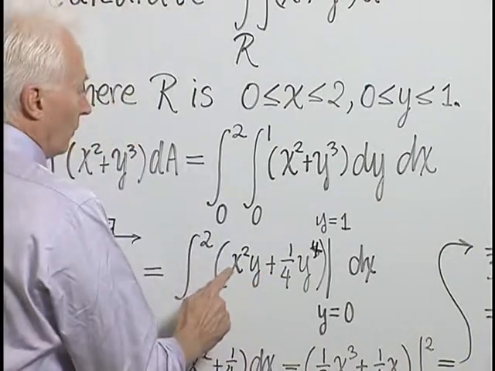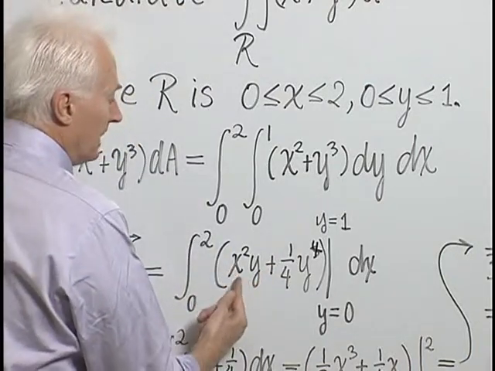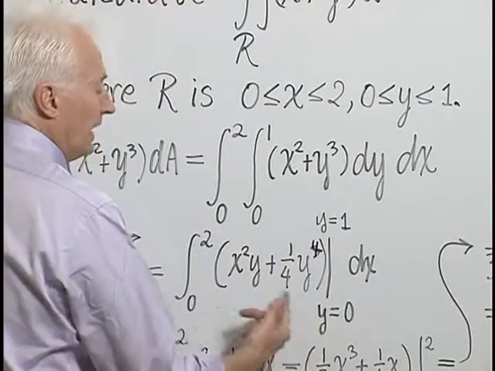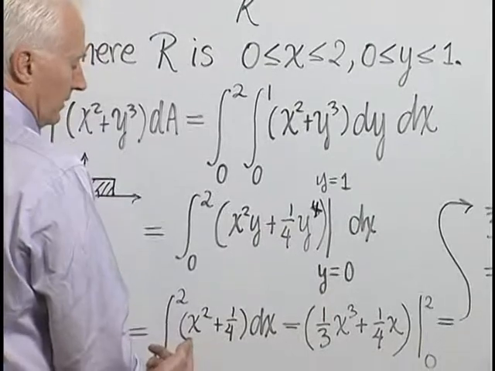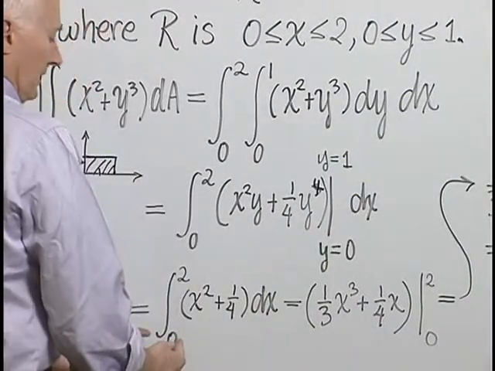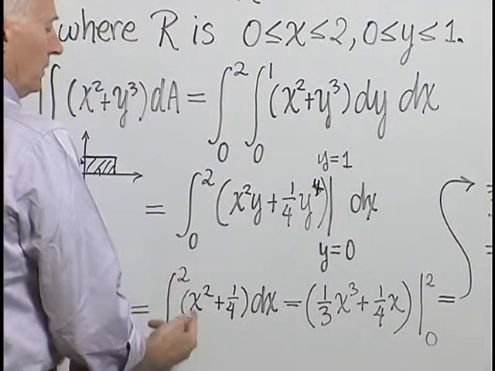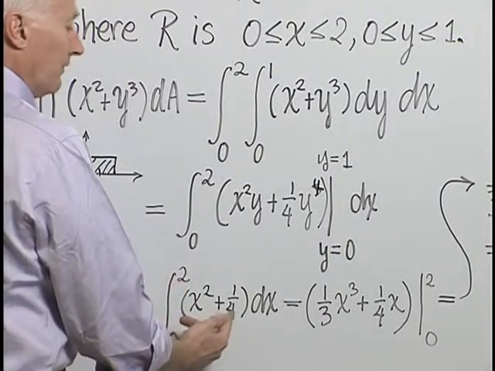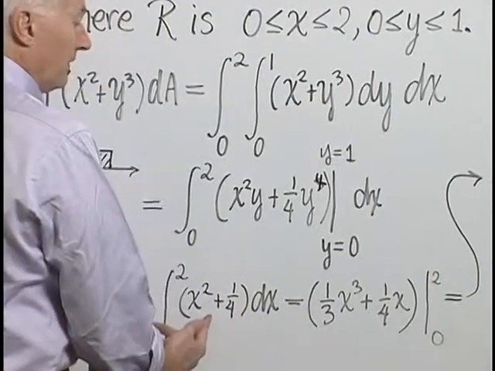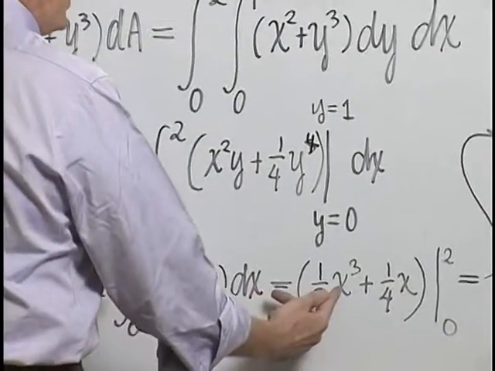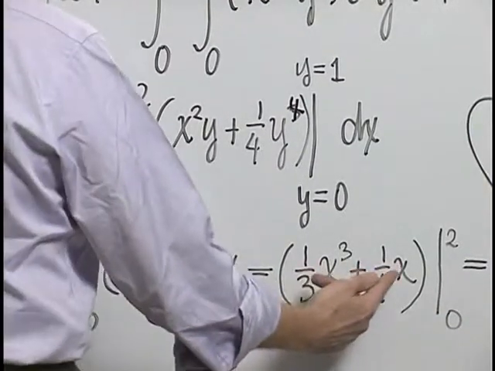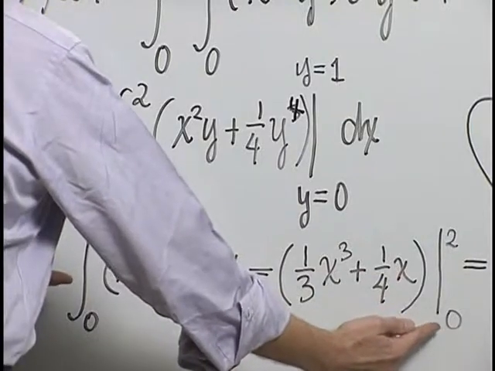Well, when I put y equals 1, notice this term becomes x squared, and this term becomes 1/4. If I put y equals 0, I have nothing, and so our integral now reduces to the definite integral from 0 to 2 of x squared plus 1/4 dx. And so we can easily do that. The antiderivative of x squared is 1/3 x cubed. The antiderivative of 1/4 is 1/4 x. So that's to be evaluated from 0 to 2.